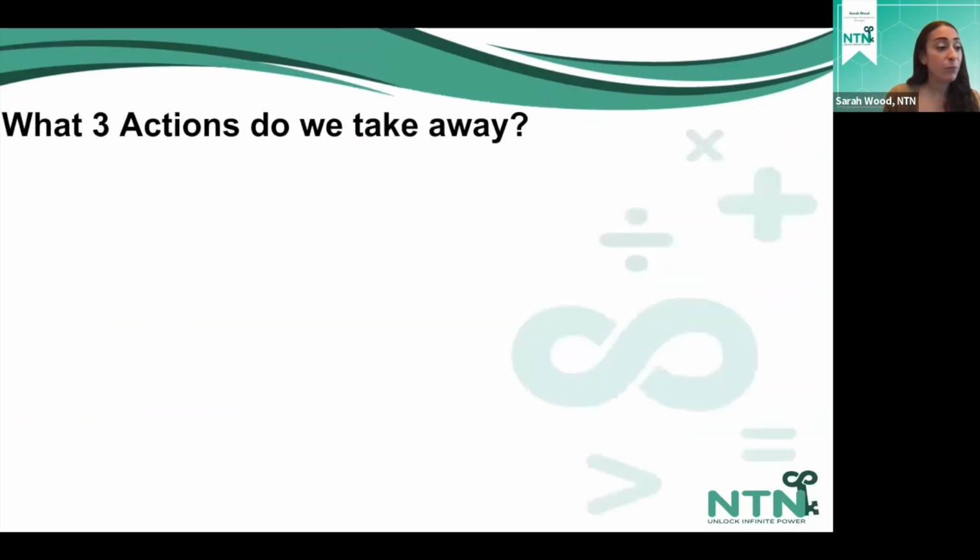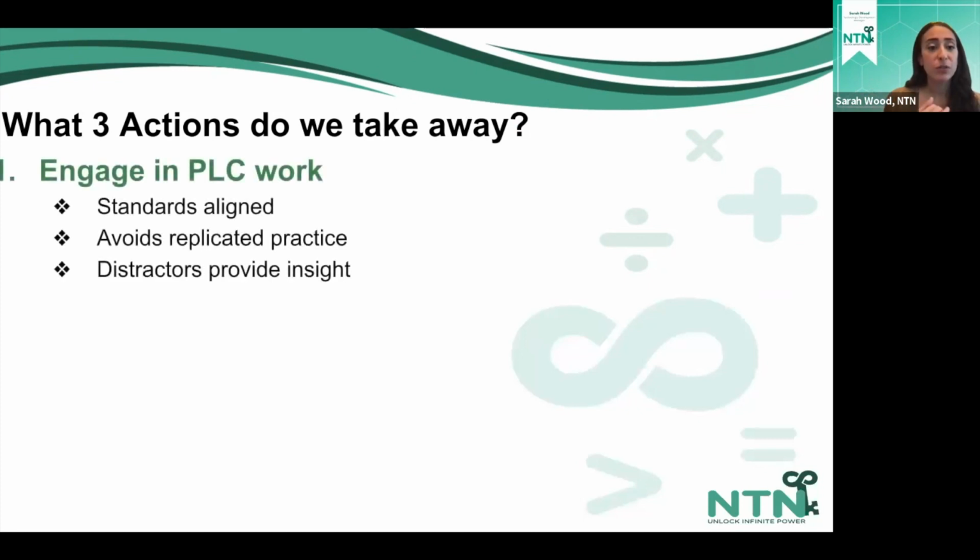So if we were to summarize some of the takeaways from the 3 action items here, the first thing is to engage in PLC work. As you're collaborating with colleagues at a grade-alike level, you want to evaluate the types of assessment items that you are giving to students before you implement those assessments.